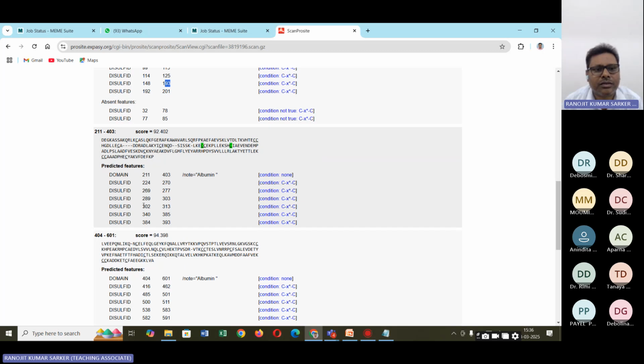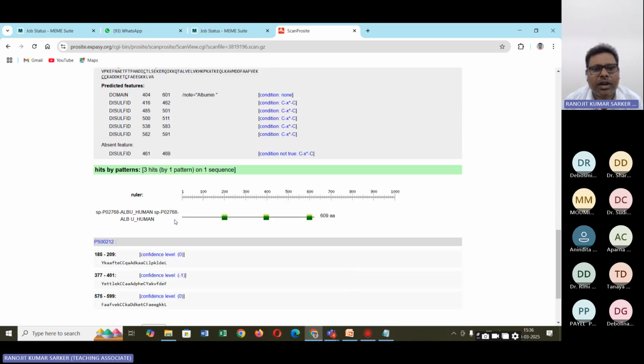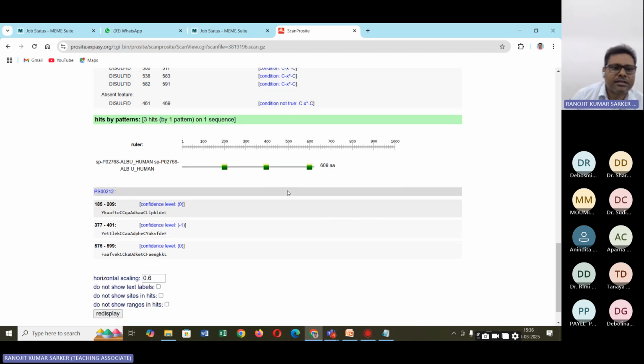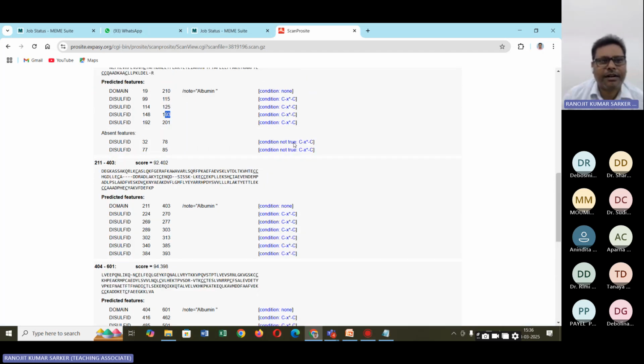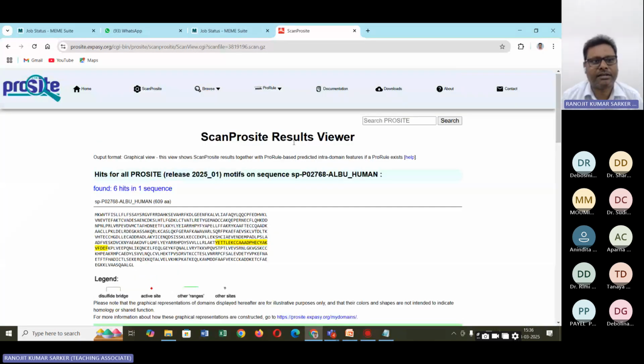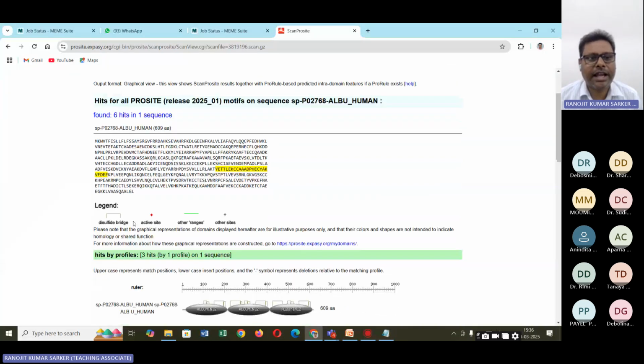This is domain 2. So many disulfide bonds are there, so you can do the study in detail. I hope you are getting the point. If there were any active sites and other domains, we could have seen them.